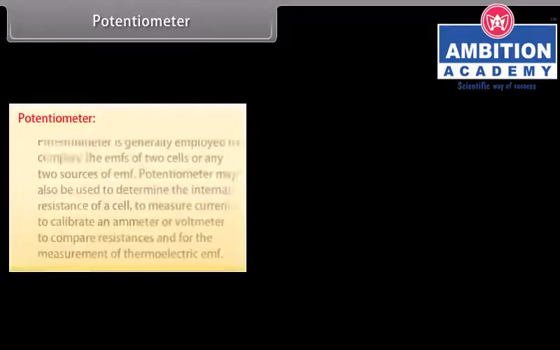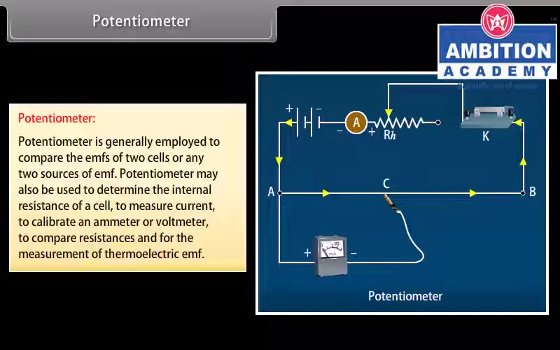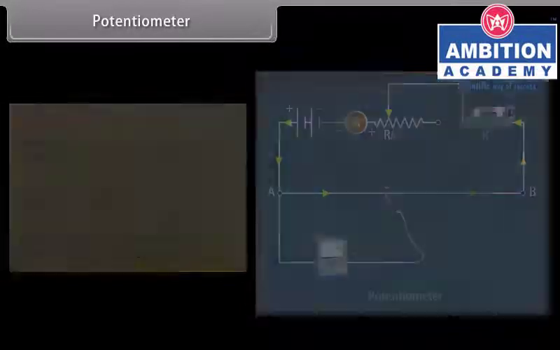Potentiometer. Potentiometer is generally employed to compare the EMFs of two cells or any two sources of EMF. Potentiometer may also be used to determine the internal resistance of a cell, to measure current, to calibrate an ammeter or voltmeter, to compare resistances and for the measurement of thermoelectric EMF.